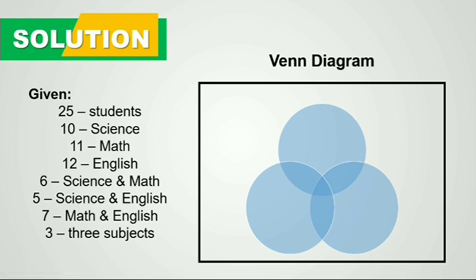So ano ang ilalagay natin dito? What's gonna be the number here? So it's 3, right? Because let's label them first, by the way. So again, there were 25 students. So let's label this first circle as science, this second circle as math, and this third circle as English. So again, there are 3 students who like the 3 subjects.